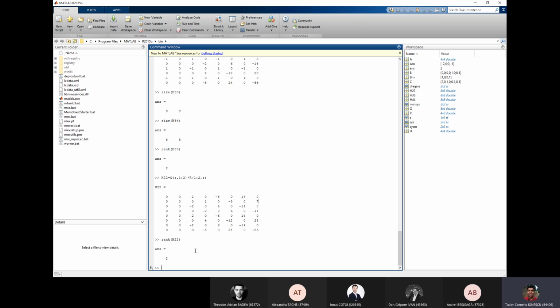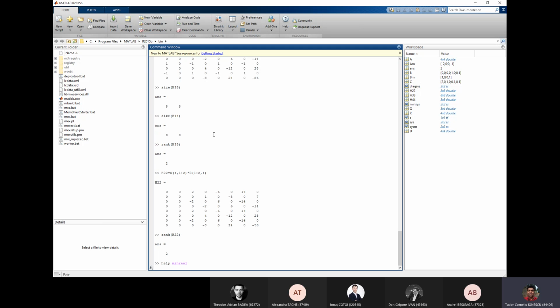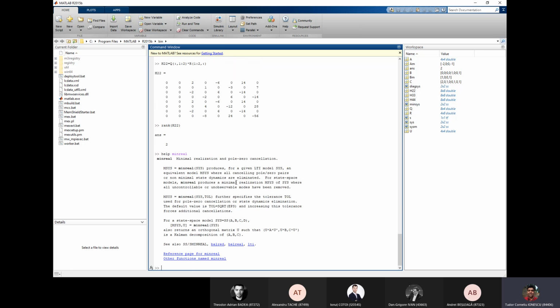Now let's check how min-real works, and have a comment about this command, minimal realization. Yeah, that's where min-real comes from. Okay, so min-real of cis produces for a given LTI model cis an equivalent model M-cis, where all canceling pole-zero pairs are removed. This is difficult because we don't know what the zero of a multiple input, multiple output system is. For a single input, single output system it is very easy, but for a MIMO system, this is difficult. Okay, min-real produces a minimal realization.